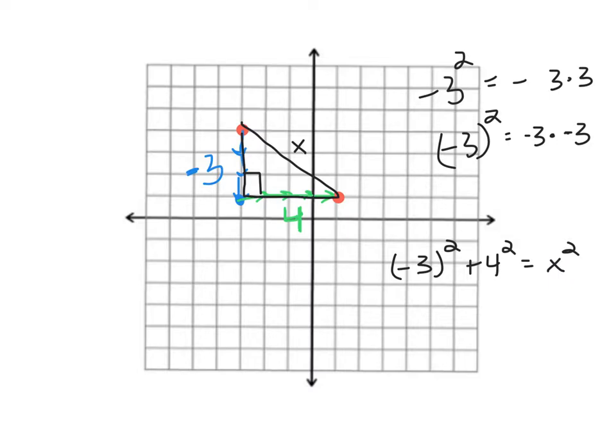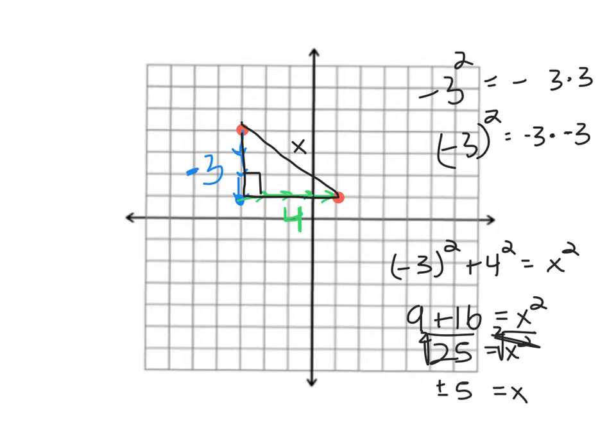So let's finish this up. The group negative 3 to the power of 2 becomes positive 9. 4 to the power of 2 is 16, and that equals x to the power of 2. 9 plus 16 is 25, and that equals x to the power of 2. The opposite of a power is a root. Take that second root on both sides. That goes away, and I get x equals plus or minus 5. We're only going to keep that positive version.